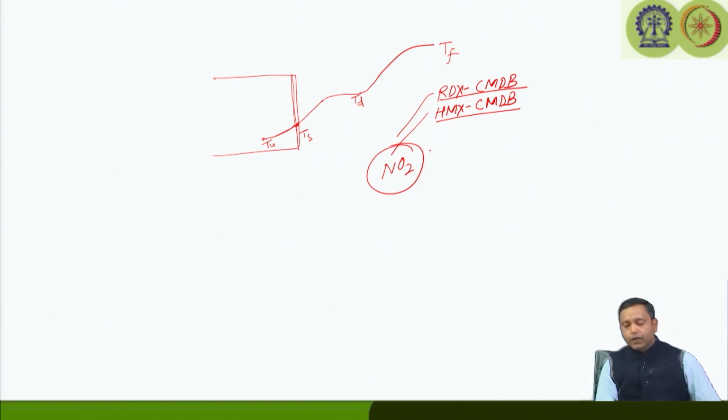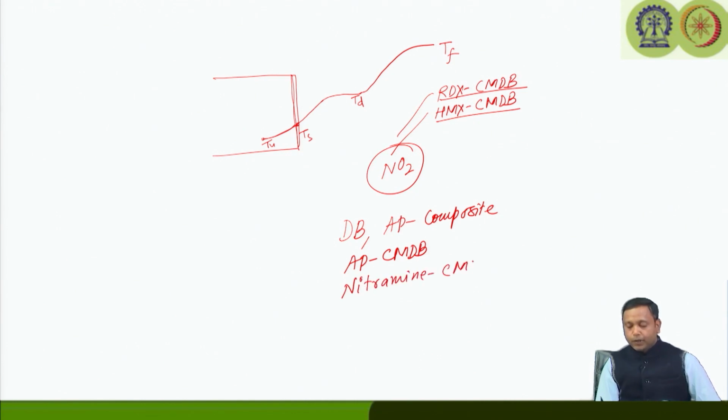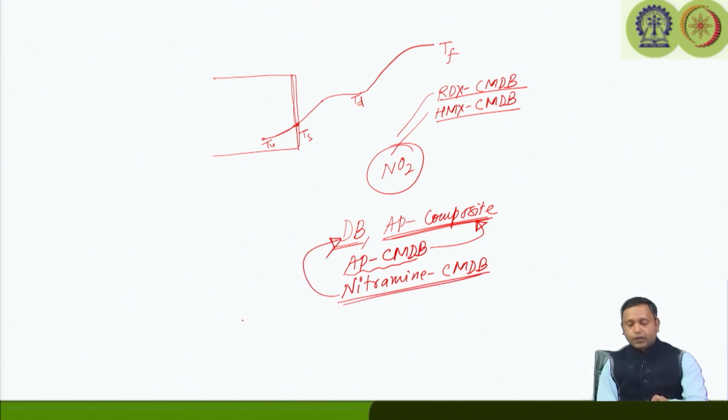Okay. So, with that discussion we are very much conversant with the burning mechanism of various types of propellants, starting from DB propellant, then the ammonium perchlorate based composite propellant, then the AP CMDB propellant, and the nitramine CMDB propellant. The basic difference lies between the DB and AP composite propellant. AP CMDB is almost similar to AP composite propellant, whereas nitramine CMDB is almost similar to double base propellant. Okay. So, with that we can close our discussion on the burning mechanism.